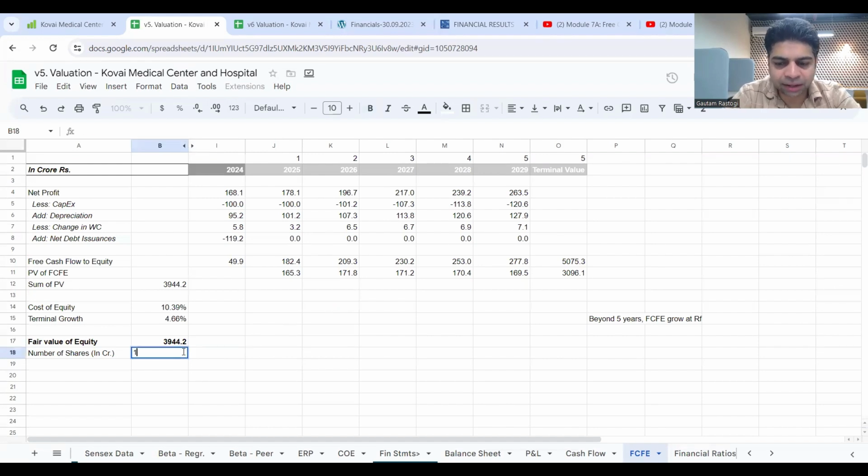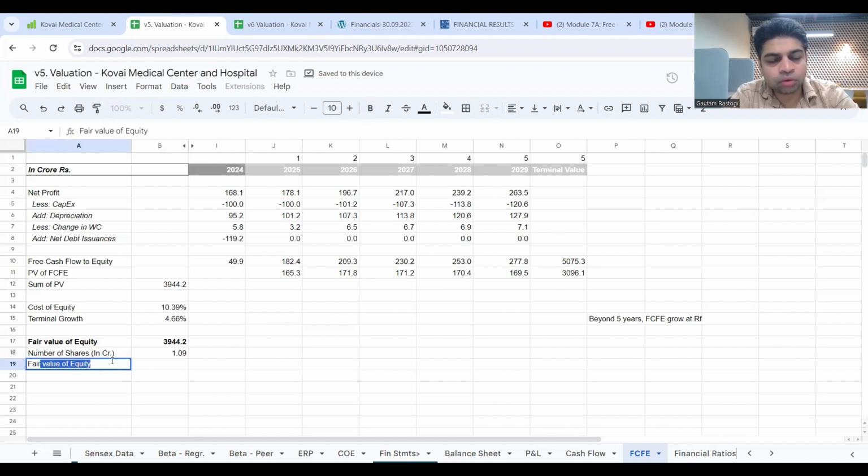So let's try that here. What's the fair value per share, or intrinsic value per share? It's fair value of equity in CR divided by number of shares in CR. So this is what the fair value per share is.